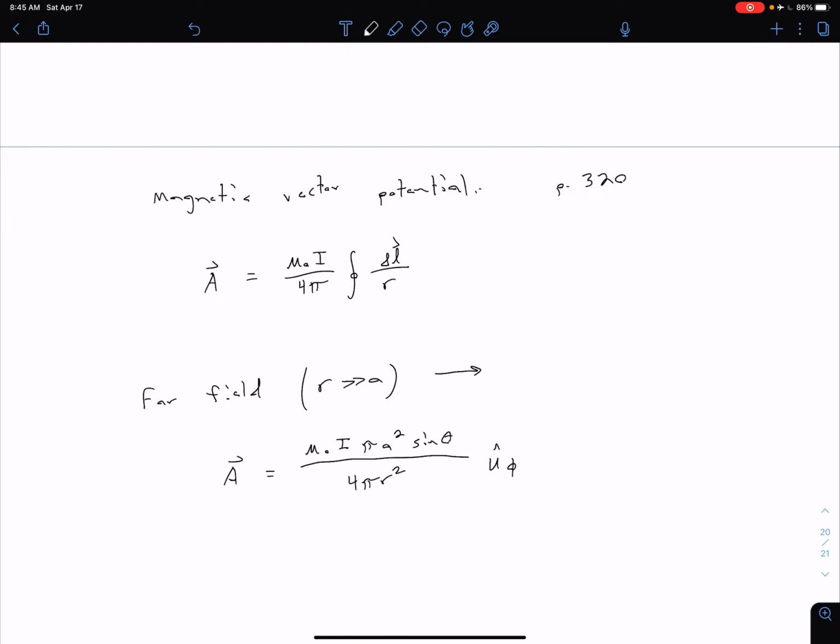Okay, so let's point out a couple things here. So we notice that this pi a squared term is actually just the area of our loop. So that's the area of our loop.